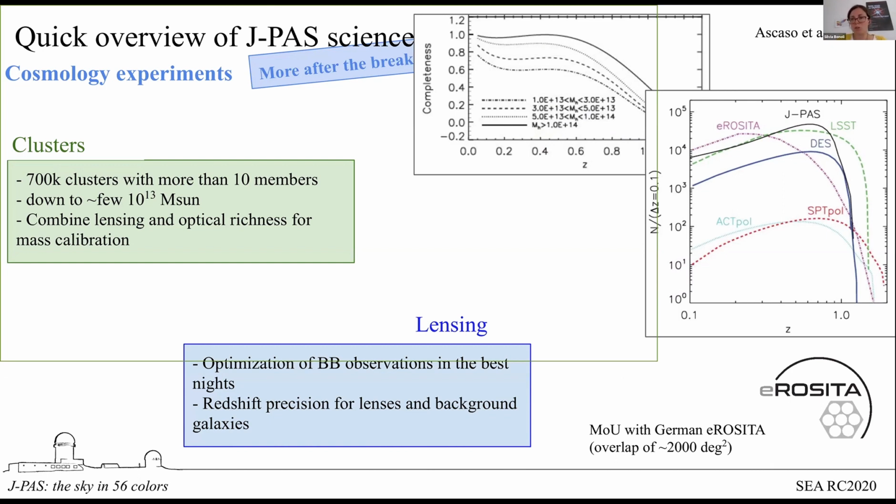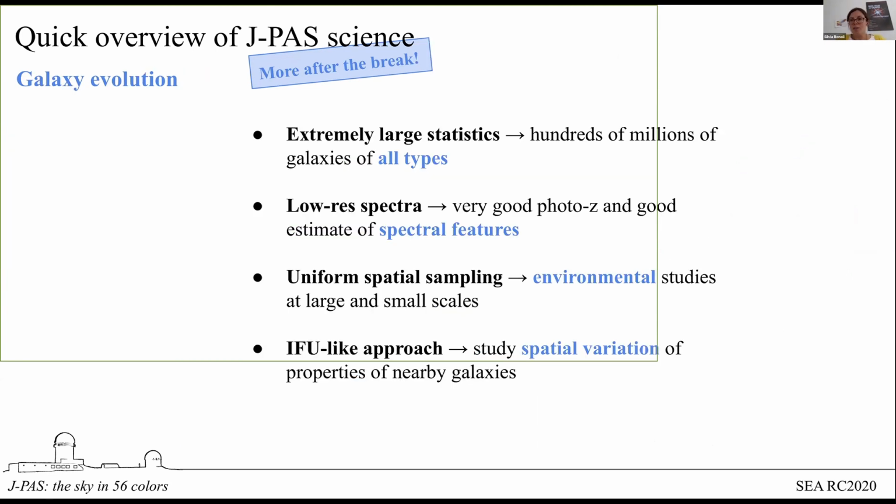And in this, let me also mention the collaboration. We have an MOU with the German eROSITA, with which we have an overlap of about 2,000 square degrees, and combining X-ray, lensing, and optical richness would be very important for mass calibrations for cosmological studies with clusters. Galaxy evolution: having extremely large samples of galaxies of all types will obviously provide very interesting data sets for analysis of galaxy formation and evolution up to redshift 1.